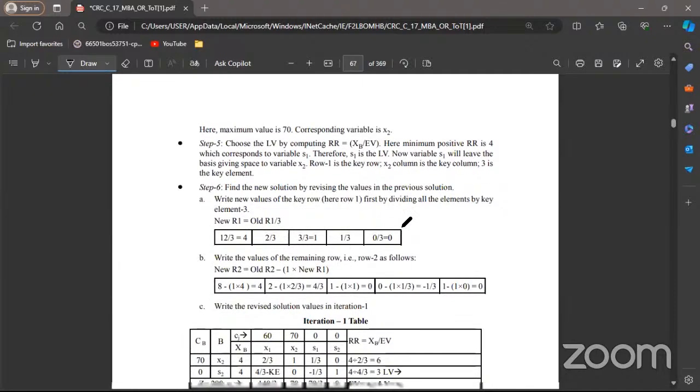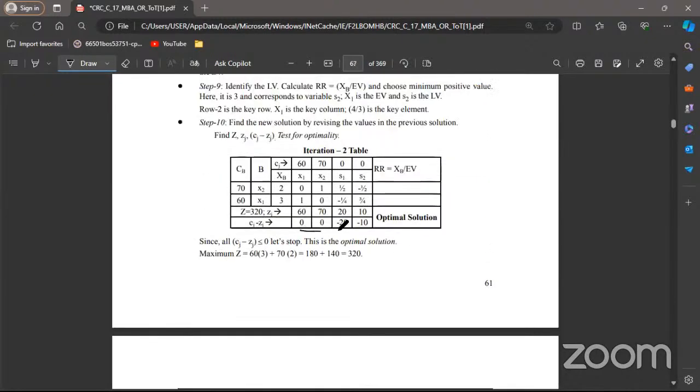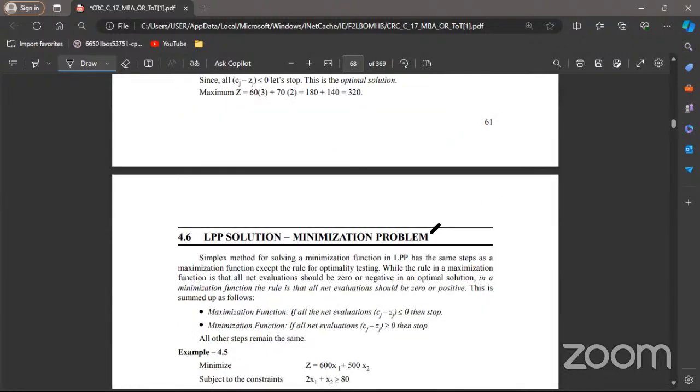So here again it is a maximization problem. See, they have done it till all the Cj minus Zj's have become less than or equal to 0. Are you getting the point? Okay. Shall I proceed further?